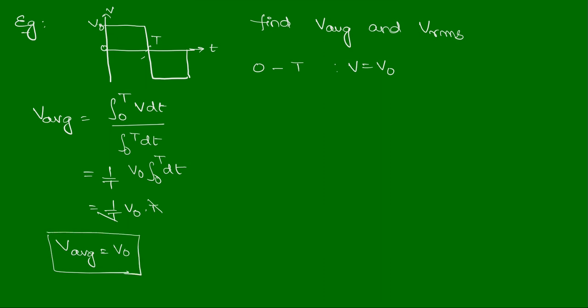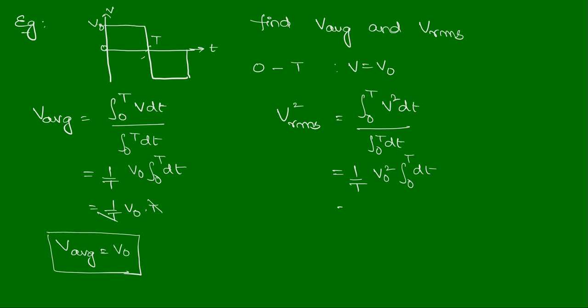And similarly, if they ask for VRMS, VRMS square will be equal to integration of 0 to T V square dt by integration of 0 to T dt, and in the denominator we will get 1 by T. V square means V naught square, integration of 0 to T dt, so that this will be V naught square by T into T. So VRMS will be equal to V naught. So you can expect some questions like this.